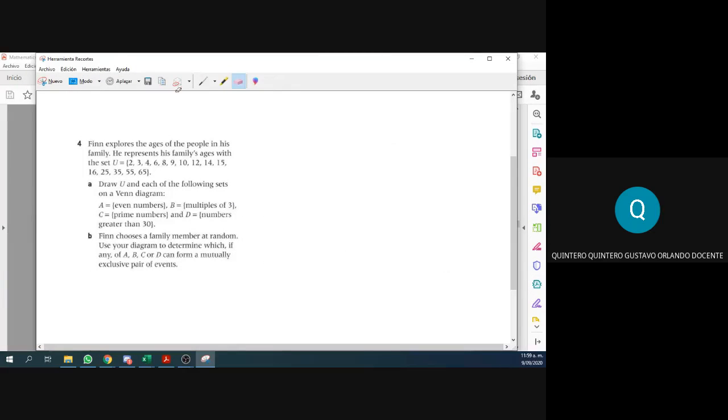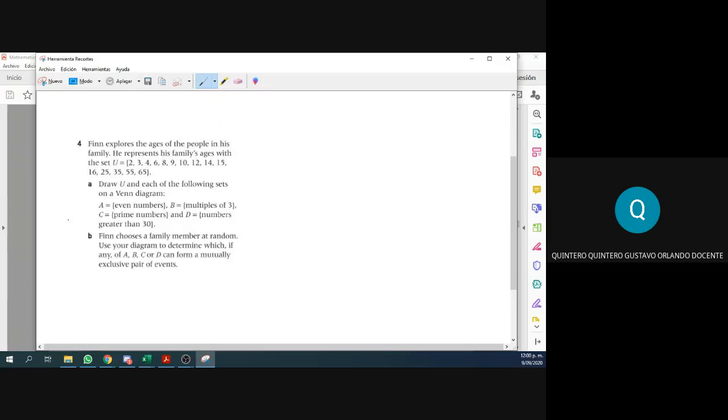All right. So Finn explores the ages of people in his family. He represents his family's ages with the set U. Now, these are going to be the ages of his family, so he has 2, 3, 4, 6, 8, 9, 10, 12. These are the ages. I would assume he has a couple of babies, a couple of kids, a couple of teenagers, and then some adults. Okay, cool.